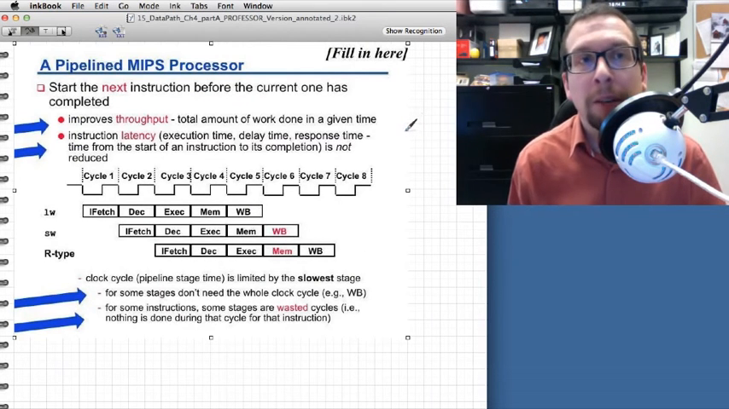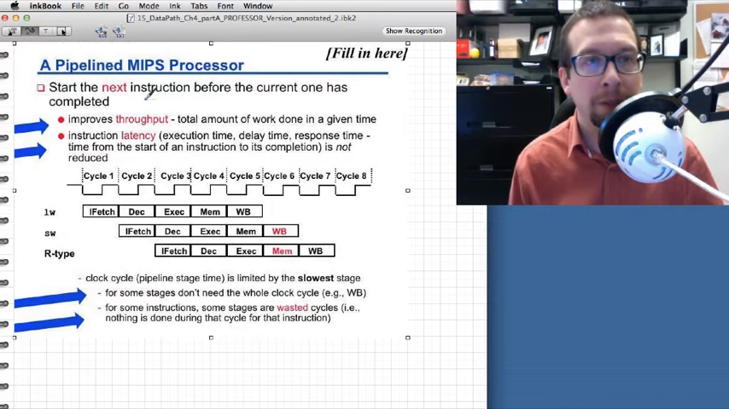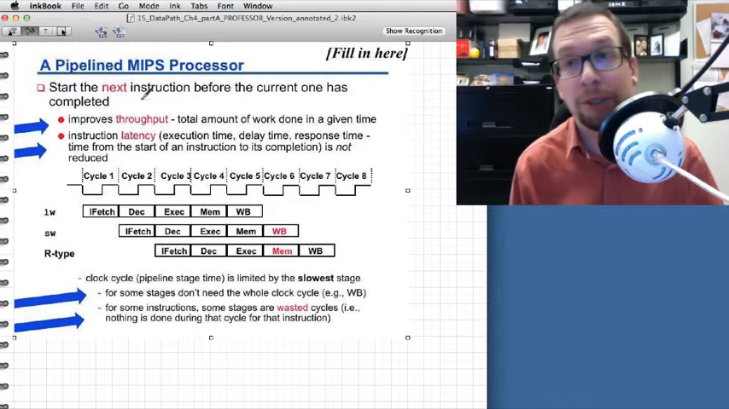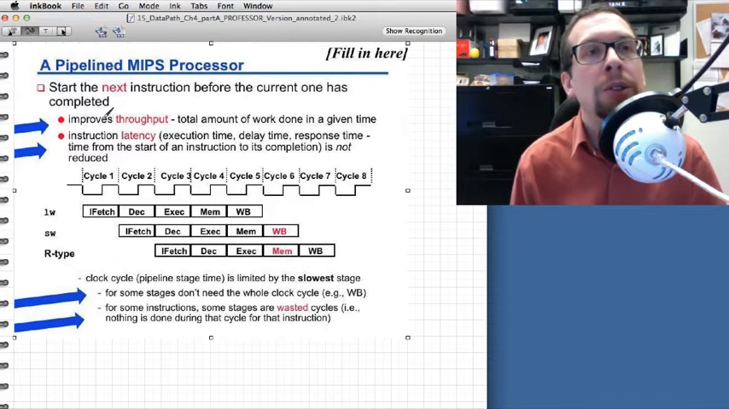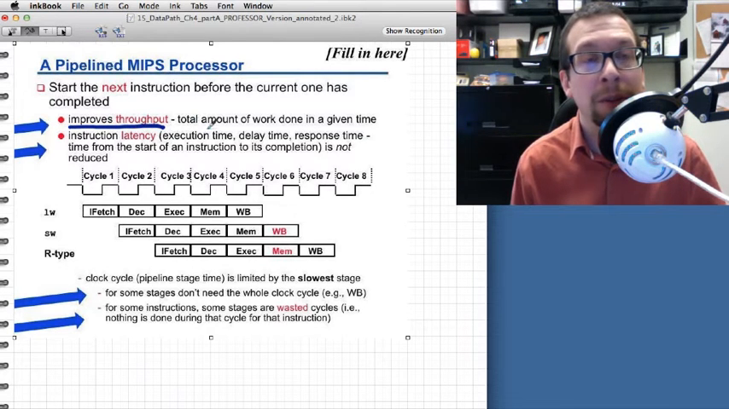So pipelining allows us to start the next instruction before the current one has completed. So effectively, from the laundry example, it means that we get to start using the washing machine as soon as the dryer is being engaged. So we can have better efficiency of executing a whole lot of different instructions, or trying to get a whole lot of laundry done. So pipelining improves the throughput, so it means that the number of instructions that we can do overall over a given amount of time is better.